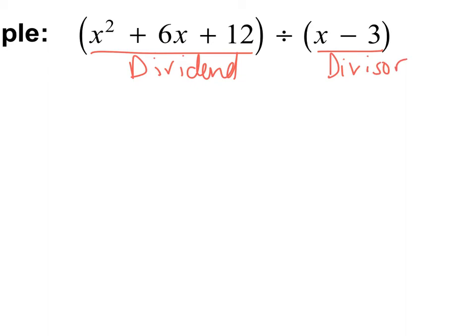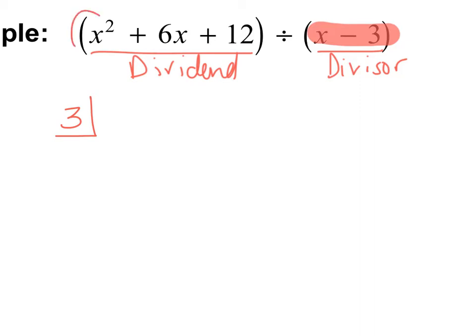You need to find what makes the divisor 0. What value of x would make this term 0? It turns out that it's always the opposite of this, because if it's positive 3 and negative 3, it's 0. Or positive 4 and negative 4, it's 0. It's always the opposite. So it ends up being 3. So what we do is we take that number and we put it in the corner.